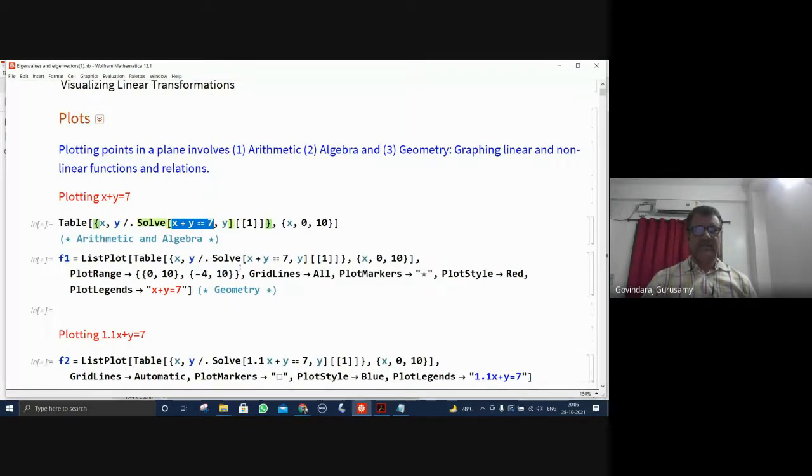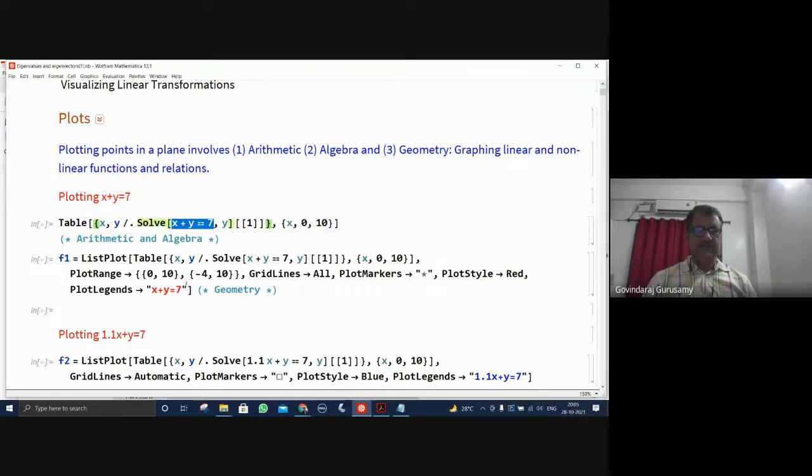So this involves arithmetic. We try to do the arithmetic here, and algebra is also involved because it's an algebraic equation. And when you graph it, you are going to see geometry. It's going to be a straight line, or it can become two-dimensional. Other types of figures are also possible.